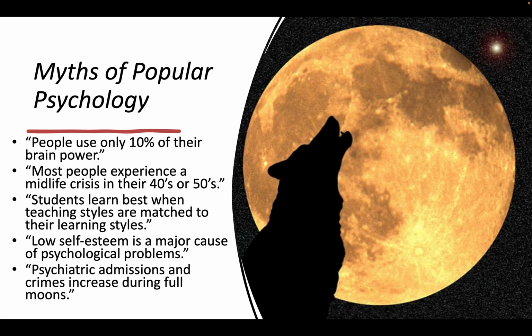Myths of popular psychology: that people use only 10% of their brain power. This isn't true. We use 100% of our brains, not 10%. Most people experience a midlife crisis in their 40s or 50s. Some people don't experience a midlife crisis at all throughout their whole lives. Some people wait until their 60s and 70s before they have their midlife crisis, or if they have a midlife crisis. Students learn best when teaching styles are matched to their learning styles. This is not always true.